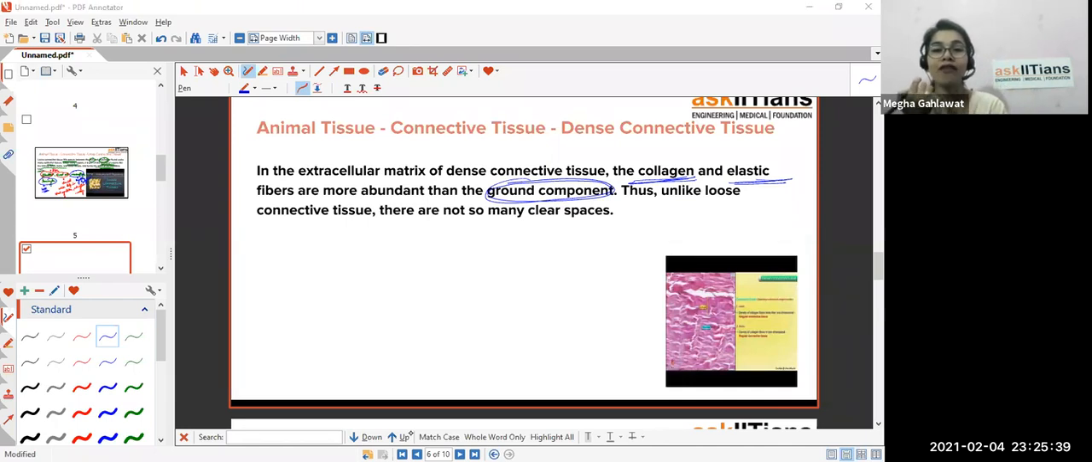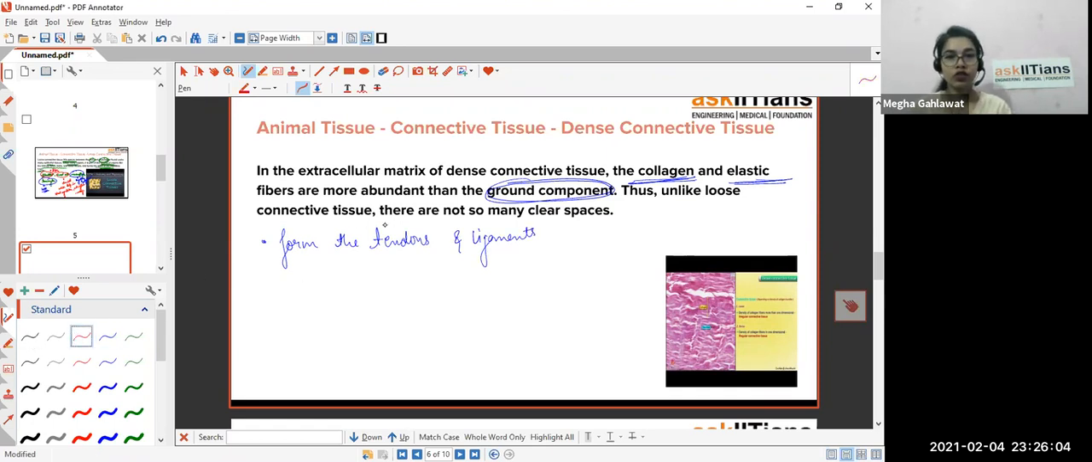As I told you, they'll have a lot of collagen fiber in bundles actually, okay, and they'll have a lot of elastic tissues as well, and they will form the tendons and ligaments, okay. They will form the tendons which connect muscles to bone and ligaments which connect bone to bones. Do not get confused among these two, okay. I'll mention this right here. Tendons, muscles to bone, and ligaments, bone to bone, right?